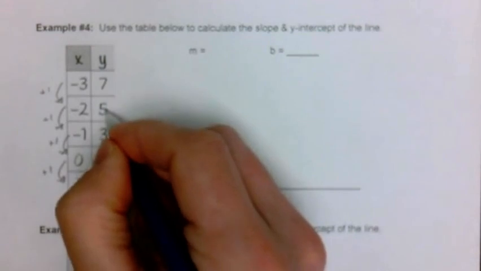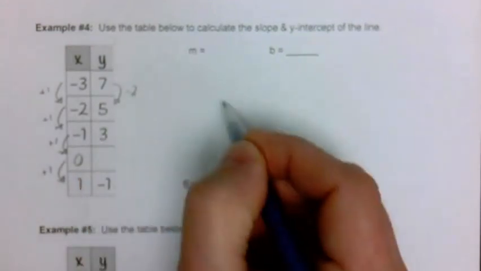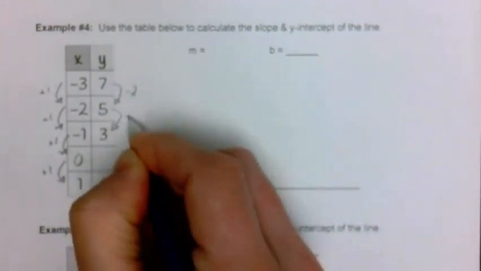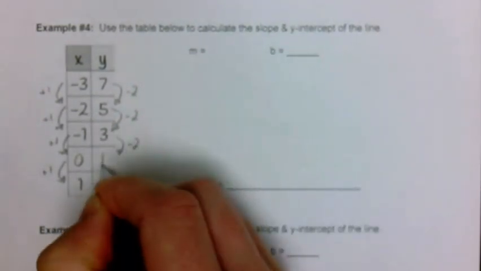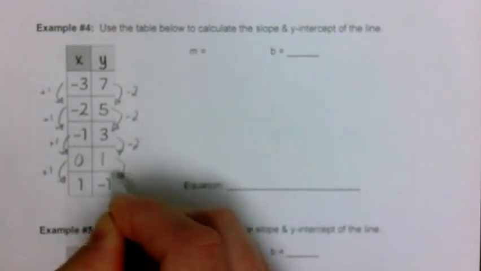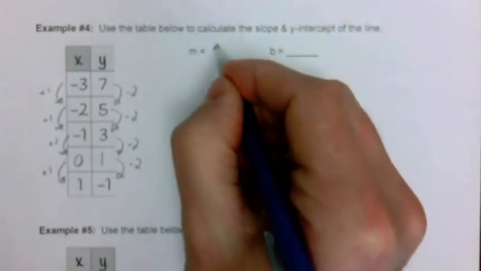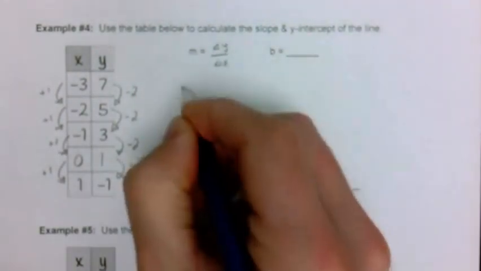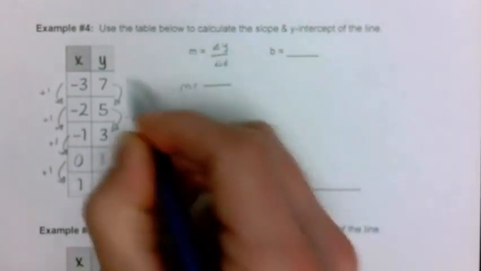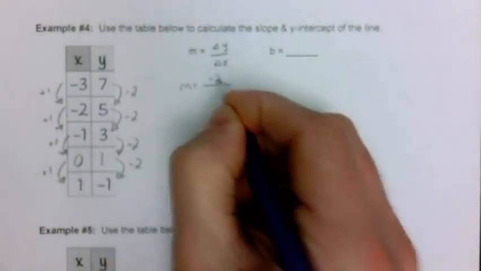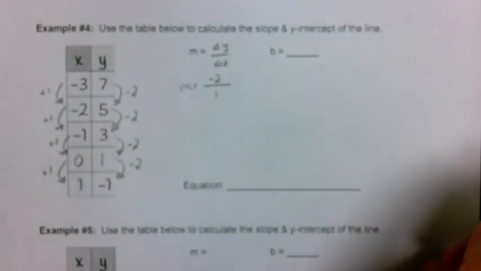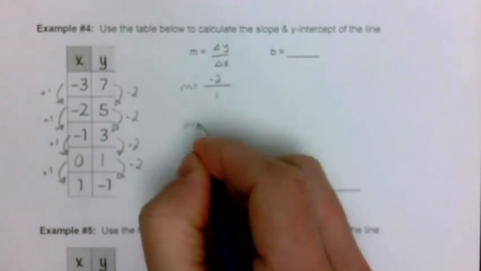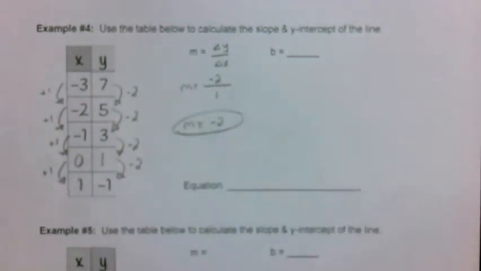For the y's, from 7 to 5, we subtracted 2. From 5 to 3, we subtracted 2. Keeping the pattern going, 3 minus 2 is 1. And then to go from 1 to negative 1, we subtracted 2. So for slope, m equals delta y over delta x. And in this case, the change in y's every time we went down by 2, so negative 2. Our x went up by 1 every time. All right, so we have negative 2 over 1, which means that the slope is negative 2.